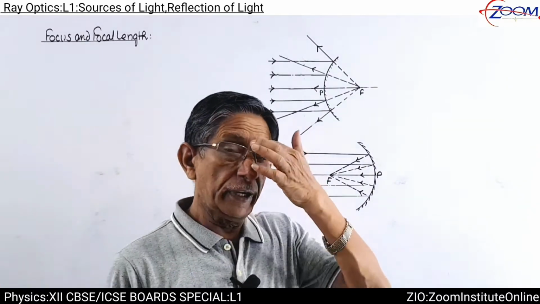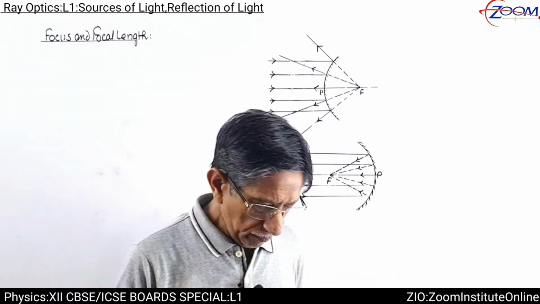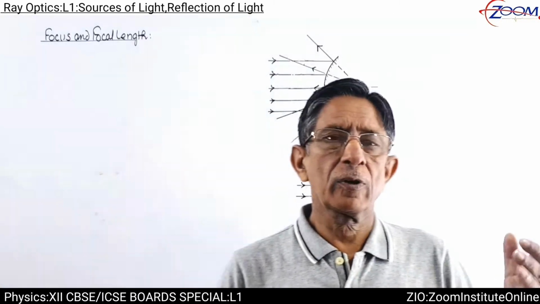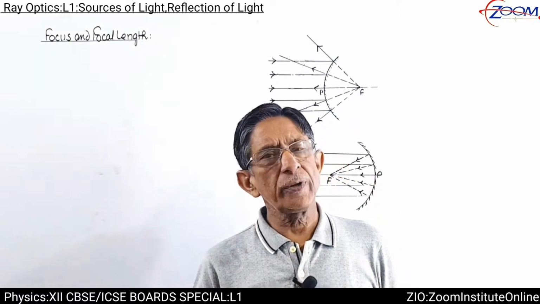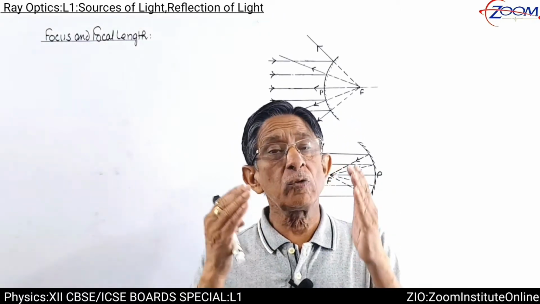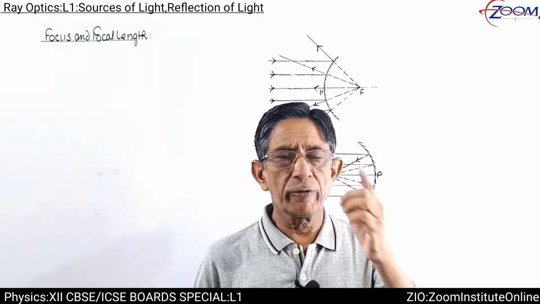Students, the word we are going to study is focus and focal. What do you mean by focus and focal? Rays coming parallel to principal axis, when they strike a mirror, either converge to a point on principal axis or appear to diverge from a point on principal axis. So that point, dear students, is called focus, and the distance between pole and focus is called focal length.